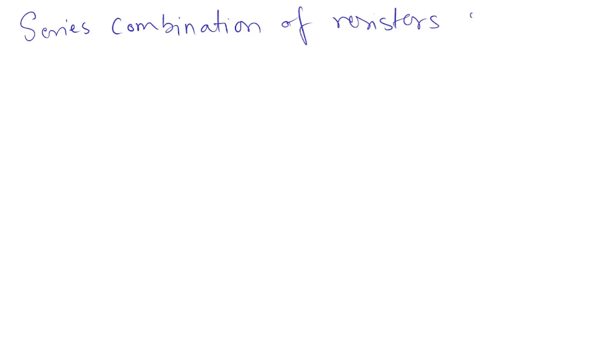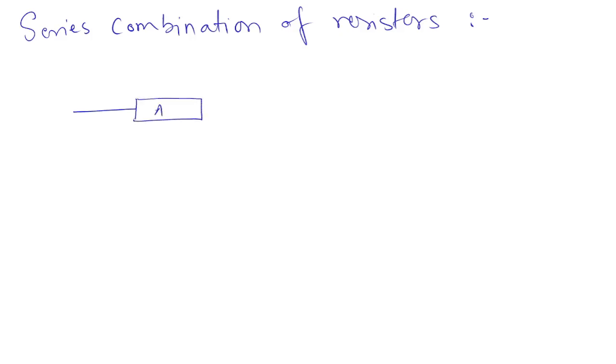So on that note, let us discuss the series combination of resistors. So you may be already aware of what a resistor is. A resistor is an electrical component which opposes the flow of current.